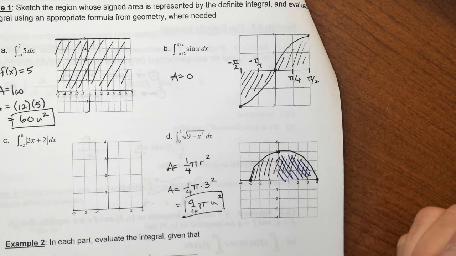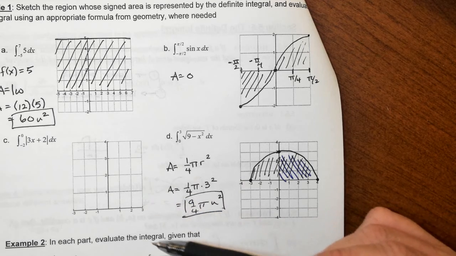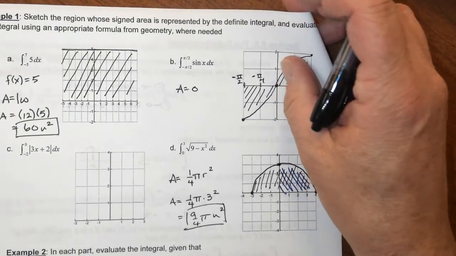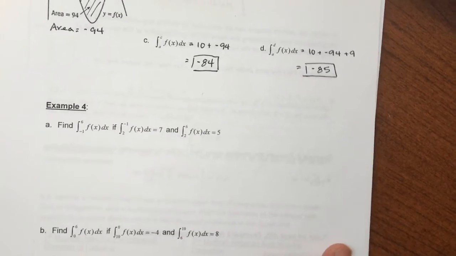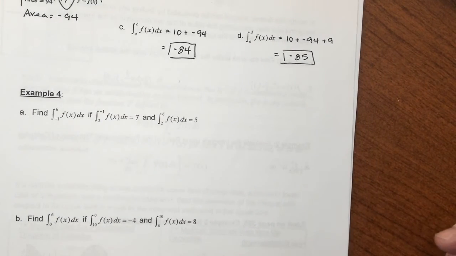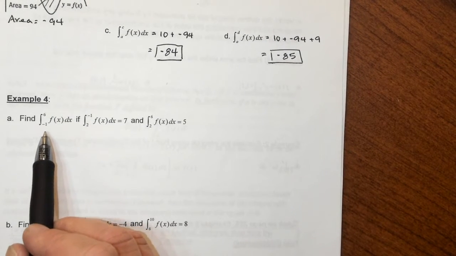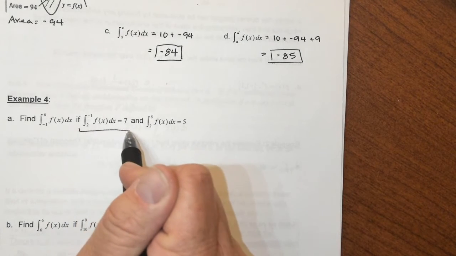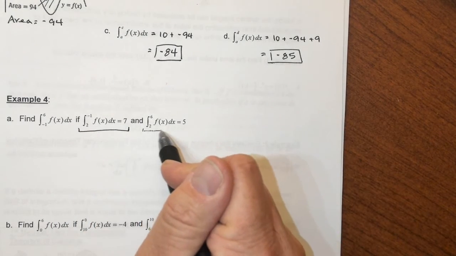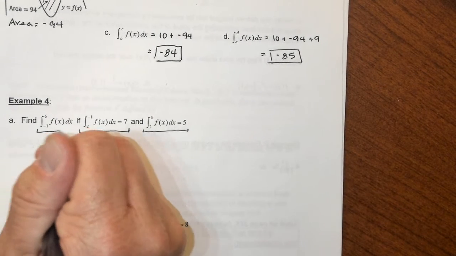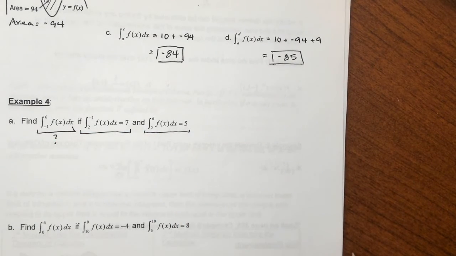I would like you guys at this time to pause the video. I would like you to try example C and example 2 as much as you can, but I want to flip to the very last page, and I want to look at example number 4 so that you guys have enough information to complete your assignment when it comes time. So for example number 4, I'm given 2 pieces of information. I'm given an area from -1 to 2, and I'm given an area from 2 to 6. And my question here is, how do I find the area from -1 to 6?